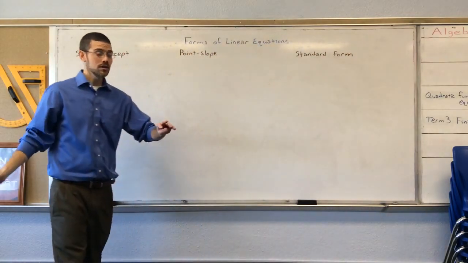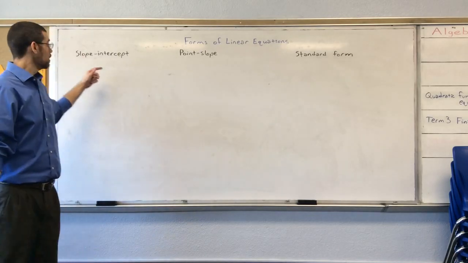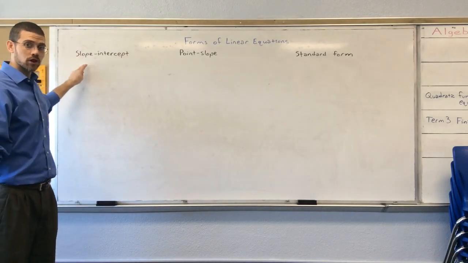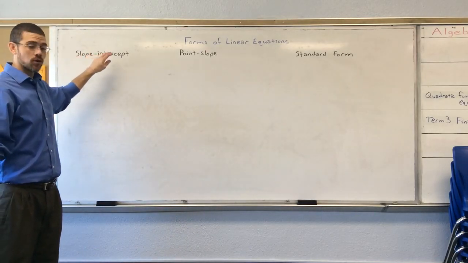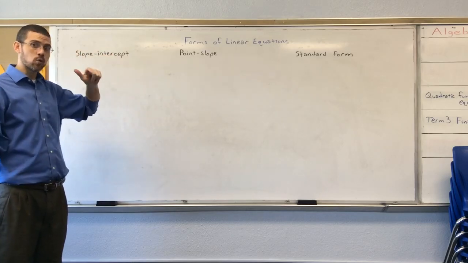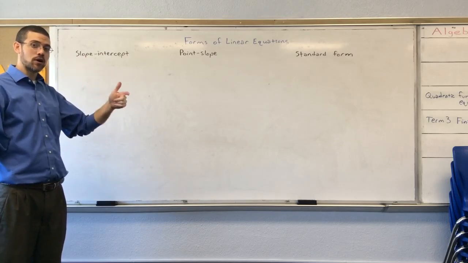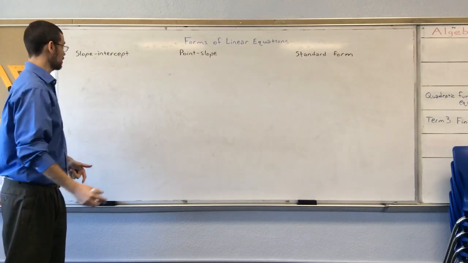All right, so slope-intercept form, like the name implies, gives you the slope of the line and the y-intercept of the line, that is the y-coordinate of the y-intercept, where the line crosses the y-axis.